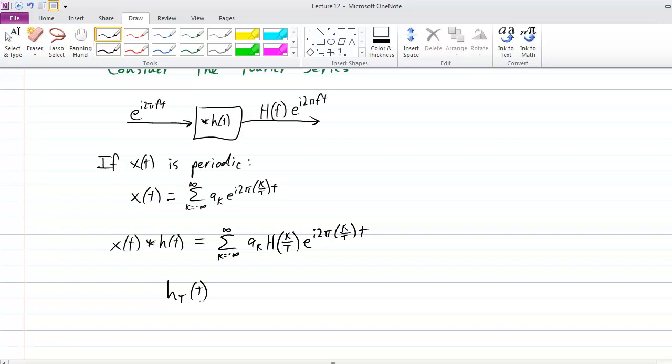Then we know that this is a circular convolution between x of t and that thing. And what we found is that there's a product rule now. If you take the circular convolution of these, so these are equal by what we saw above, then the Fourier series of that ends up giving me the coefficients a k times h of k over t.